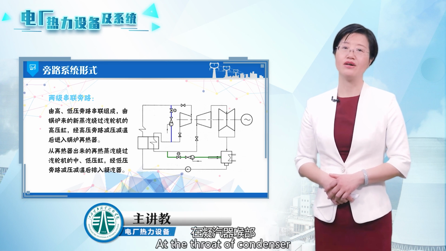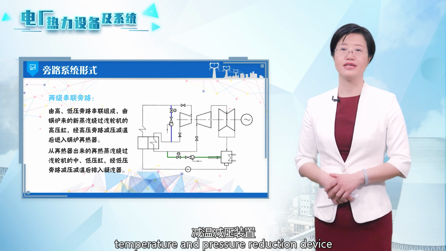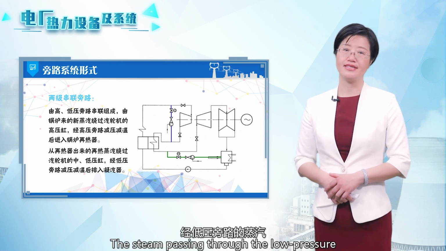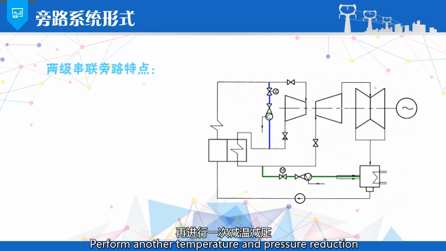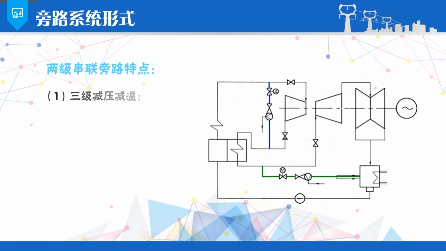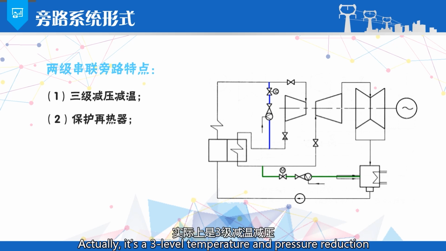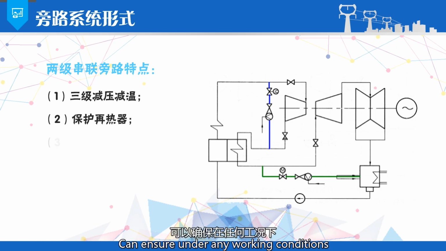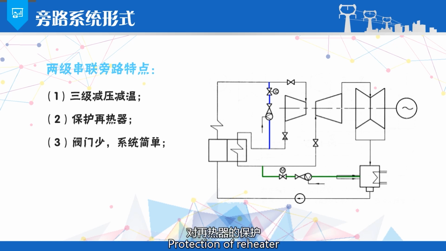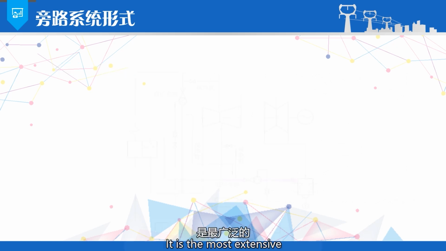At the throat of the condenser, there is an expansion type temperature and pressure reduction device. The steam passing through the low pressure bypass undergoes another temperature and pressure reduction before entering the condenser. So the two-stage series bypass system actually provides three-level temperature and pressure reduction. Setting the high pressure bypass can ensure protection of the reheater under any working conditions. Its bypass valve is simple, and the application of the system is the most extensive.